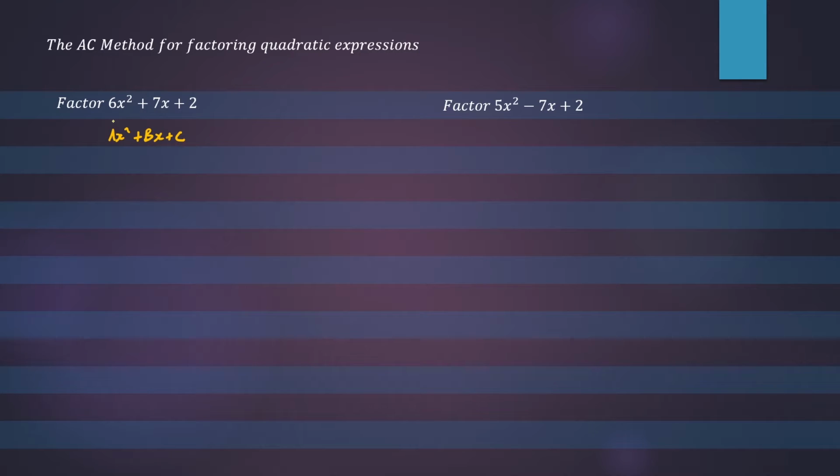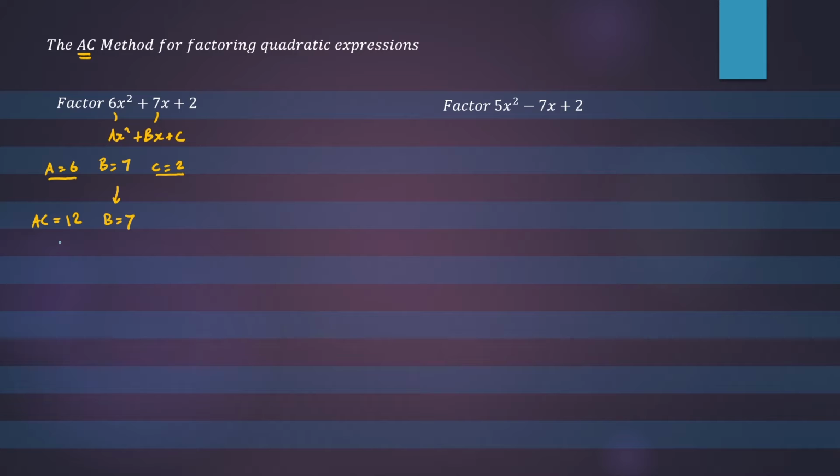So we can see in our question we have a being equal to 6, b is equal to 7, and c is equal to 2. So the AC method gets its name from the following. We have A equals 6 and C equals 2. So AC is equal to the product of A and C, which will be 12. And we also need to know that B equals 7.